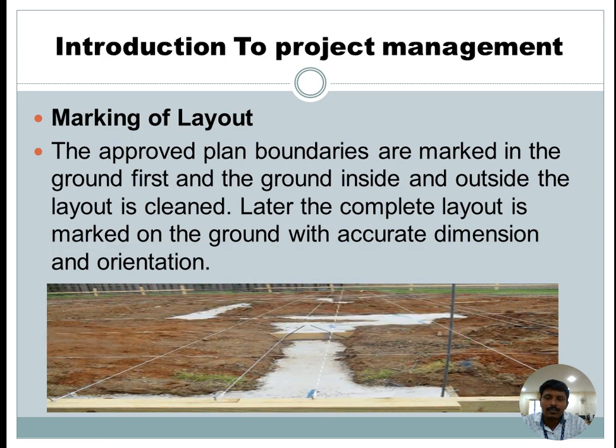Then the second one is marking of the layout. It means the paperwork, that is the plan, is executed here, fixing the boundaries according to the plan. The approved plan boundaries are marked on the ground first, and the ground inside and outside the layout is cleaned. Later the complete layout is marked on the ground with accurate dimensions and orientations according to the plan.